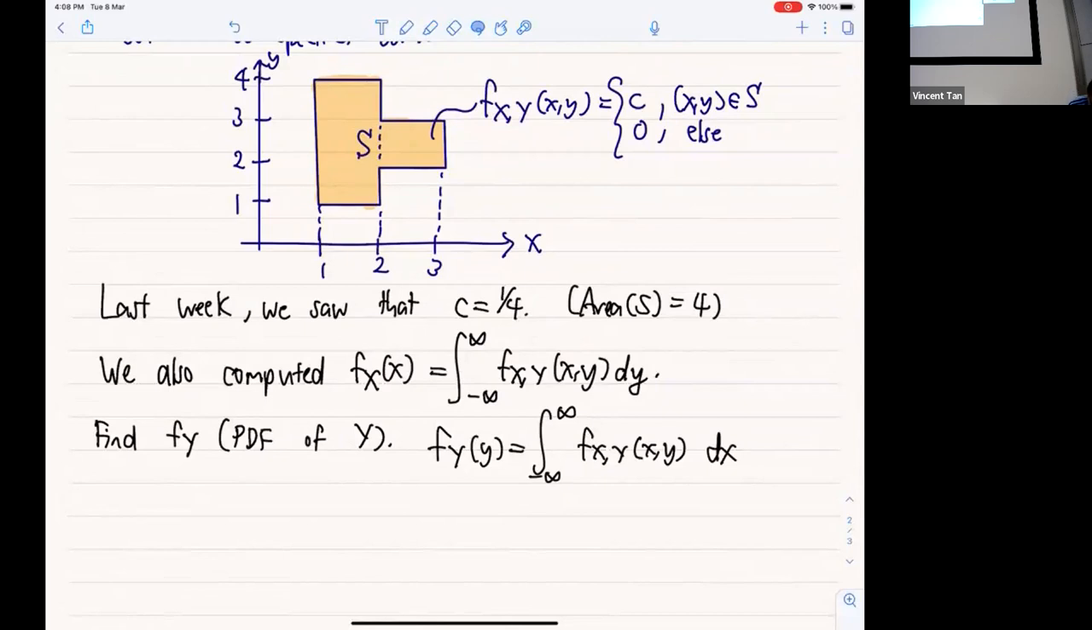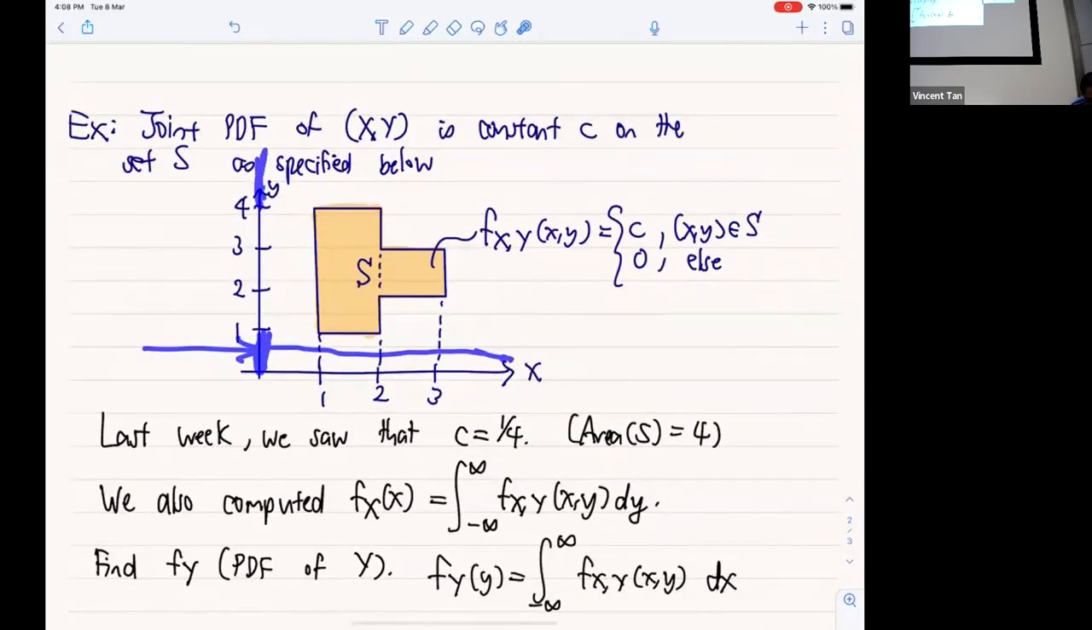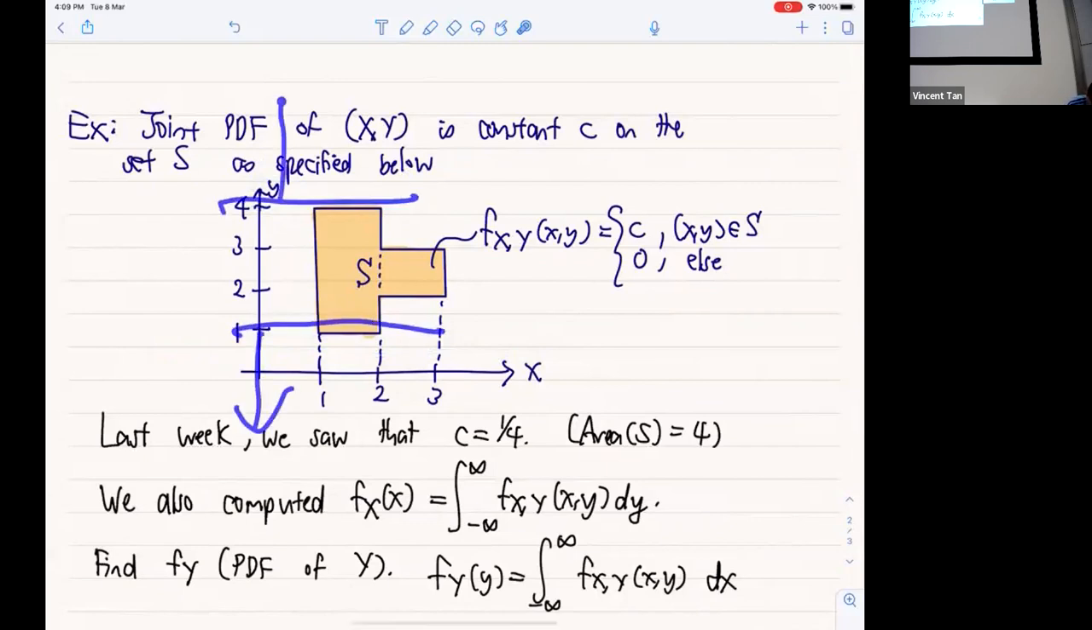Where is it positive? If you look from this direction, you're looking at the y's. Do you see any mass of y here? No, you don't. You're not crossing any mass at all. So if y is in this area from 0 to 1, you have no mass. And if y is bigger than 4, you look in this direction, and there is no mass at all. So if y is smaller than 1 or bigger than 4, there is no mass, and so the probability density function of Y is exactly 0 there.